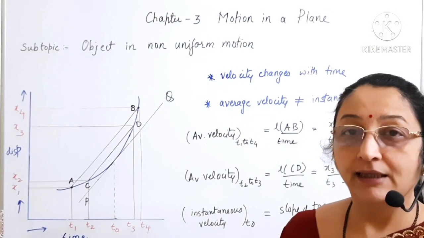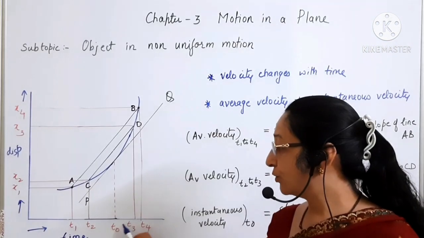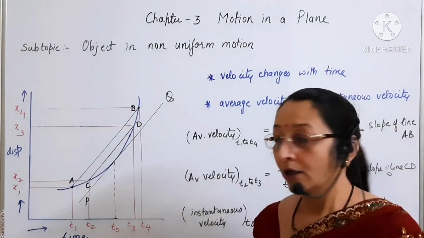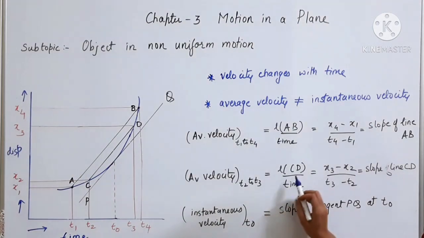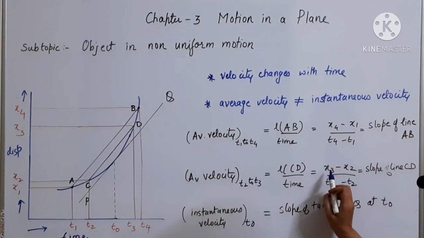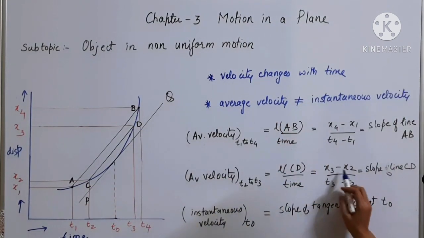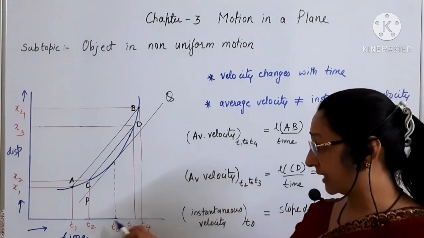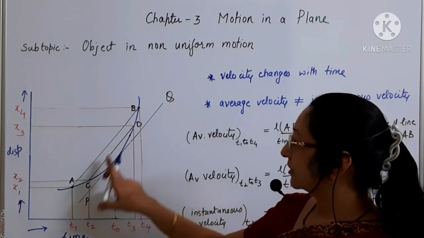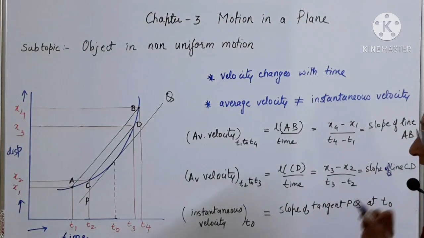Now, we decrease the time interval. So, what do we get? The time interval is now t2 to t3, that is, when the particle is moving from C to D. The average velocity between time t2 and t3 is the distance CD upon the time required to move through the distance CD. Point C is x2 and the displacement of point D is x3. So, we get x3 minus x2 upon t3 minus t2, the time interval. That is equal to the slope of line CD.